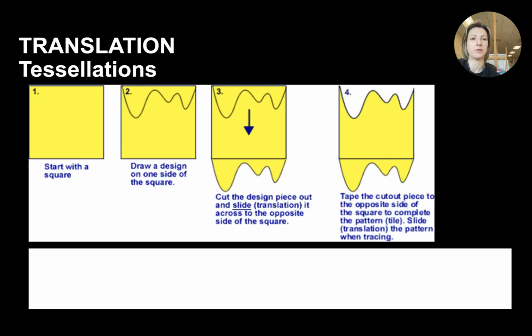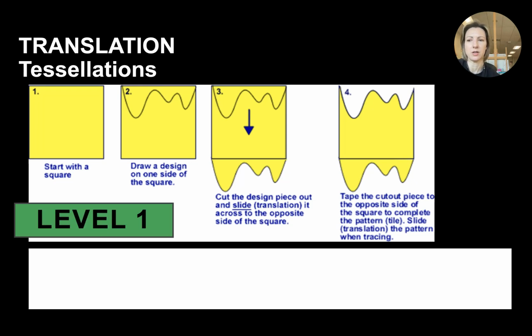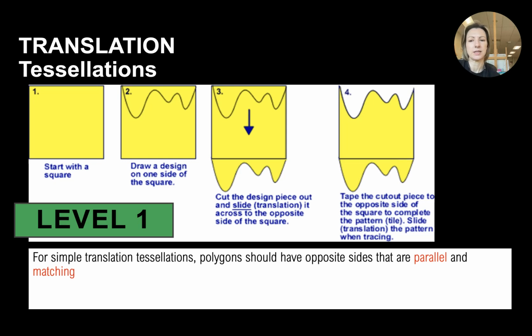So let's look at some different ways we can create tessellations. The first is called a translation. This is what I would consider level 1. So you start with that square, you draw a design, and then you take that little piece and you cut it and bring it below. So this is a simple translation tessellation, and your opposite side should be parallel and match.